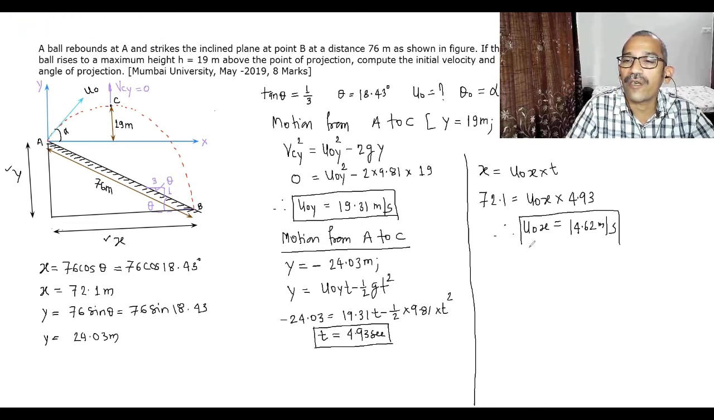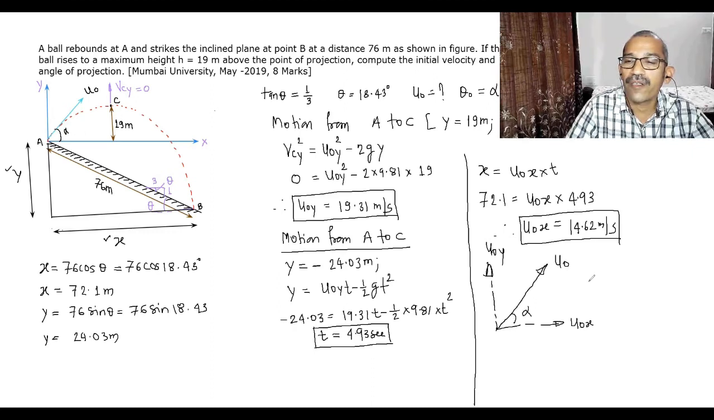Now we are getting two components of velocity. One is the horizontal component u0x, the other one is the vertical component. Now if you want to find the resultant velocity, I'll represent both components here. So this is your u0x, this is u0y. The resultant velocity is u0 and its inclination is angle alpha.